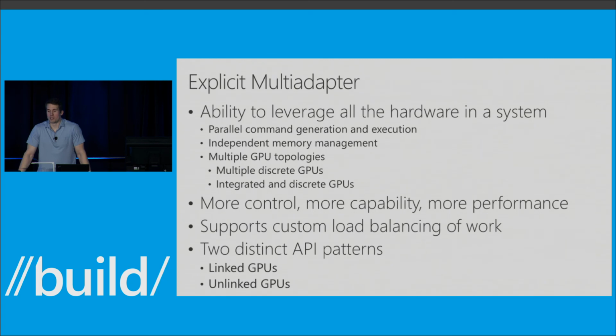So I've mentioned 2 cases. There are linked GPUs and unlinked GPUs. Again, linked GPUs is traditional Crossfire and SLI. Unlinked GPUs would be 2 distinct GPUs, potentially from different vendors, like having an Intel integrated part and an NVIDIA or AMD discrete part.